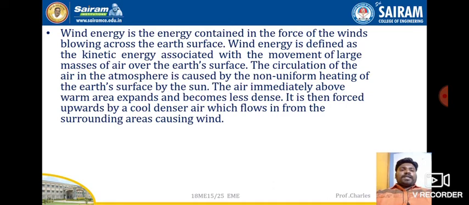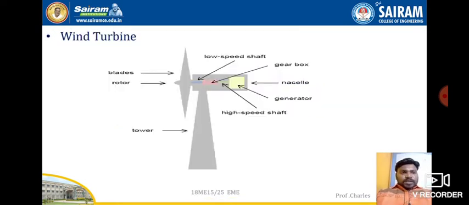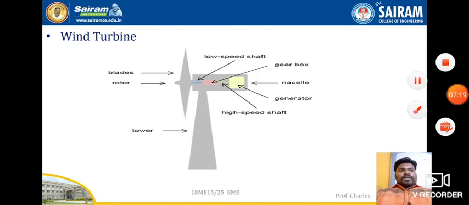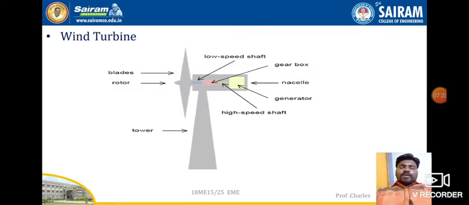Air immediately above a warm area expands and becomes less dense. It is then forced upwards by cool denser air which flows in from the surrounding areas, causing wind. So this is how electricity is generated with the help of this wind energy. Okay, so once again we will see in detail how that wind turbine is constructed.